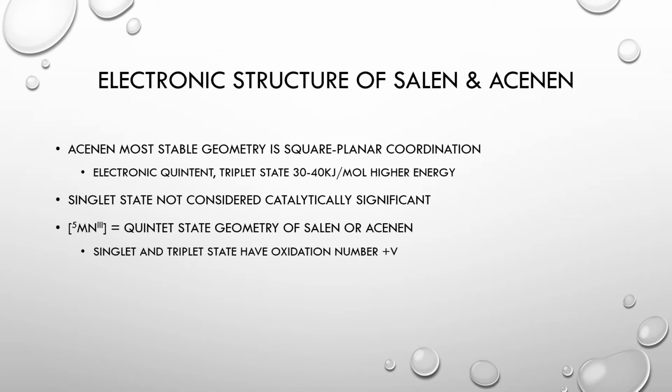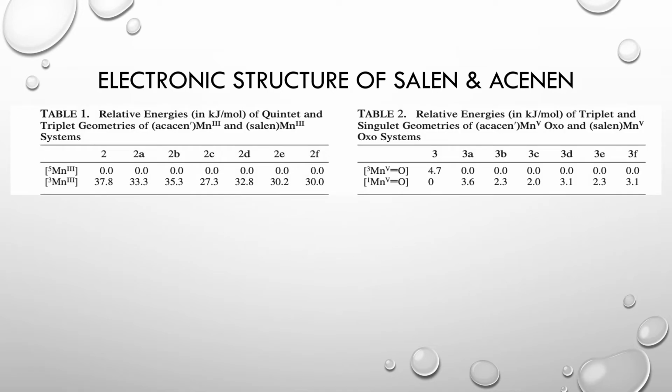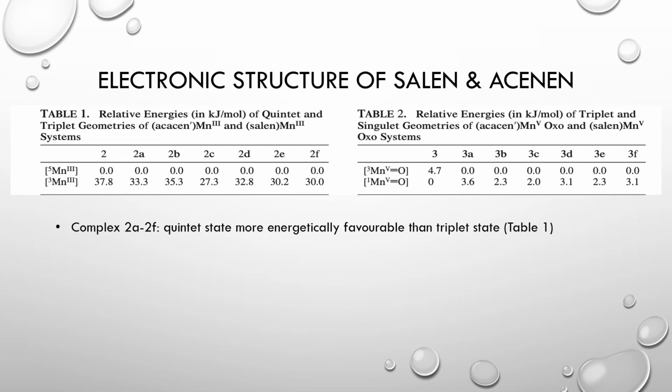Now, in regards to the tables I'll show you in the next slides, 5Mn3 refers to the quintet state geometry of salen and acen, and singlet and triplet both have an oxidation number of +5. Here we have the two tables of the relative energies of the quintet and triplet geometries of acen and salen.